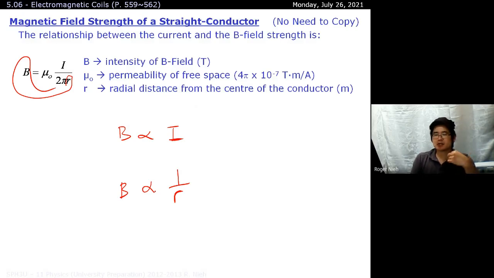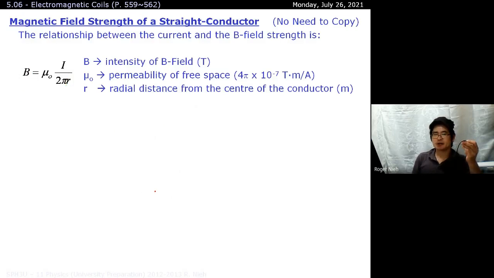When you look at this formula, B and r are inversely proportionate with each other. So that's all you really need to know about this formula: the B field intensity is proportionate to current, so if you double the current, expect the B field to be twice as strong. And the further away you are from the conductor, the B field intensity will drop. That correlation you need to know. The math behind this, you don't need to worry about so much.